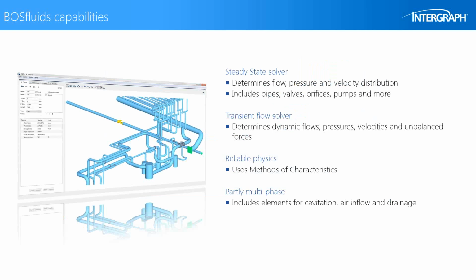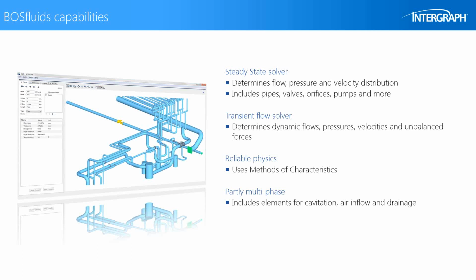BOSfluids includes both a steady state solver, which can be used to determine flow through the system, pressure drops, and velocity distribution throughout the system. We include various types of components in BOSfluids, such as pipes, valve, orifice, pumps, and many more. In addition to the steady state capabilities, though, BOSfluids also includes transient capabilities. There is a transient flow solver which can determine dynamic flows, pressures, velocities, and imbalance forces throughout a system.